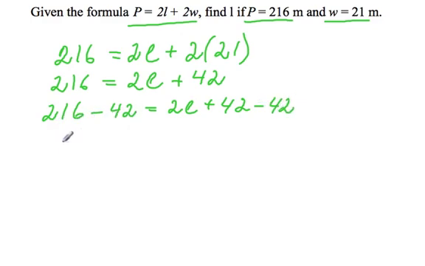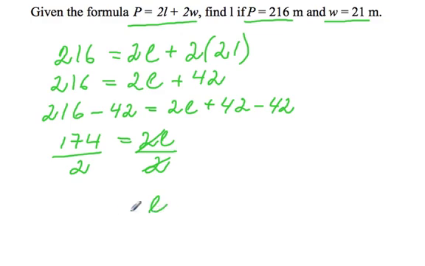216 minus 42 is 174 equals 2 length. Now we have to divide both sides by 2 to isolate the unknown length. So we will divide both sides by 2. 2 divided by 2 is 1, leaves length equals, and 174 divided by 2 is 87. Therefore, the length equals 87 meters.